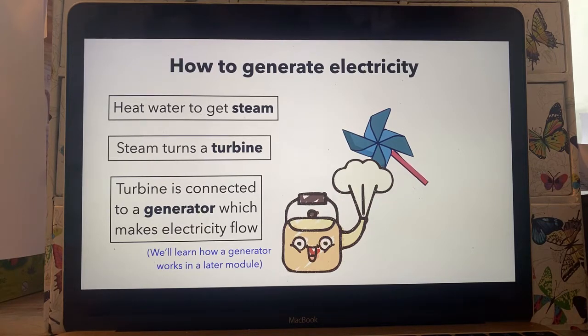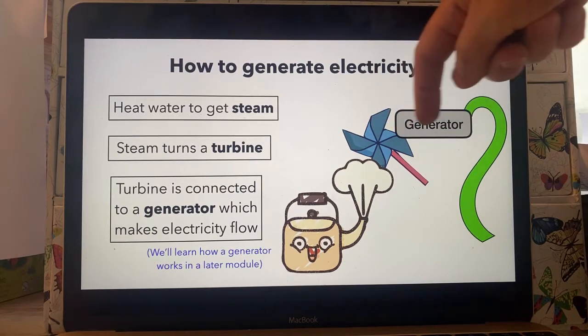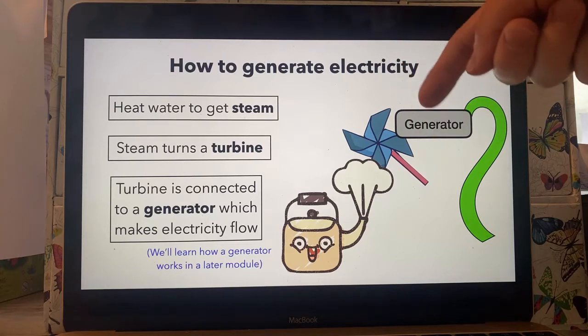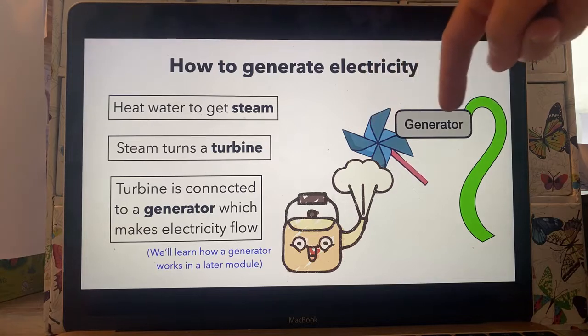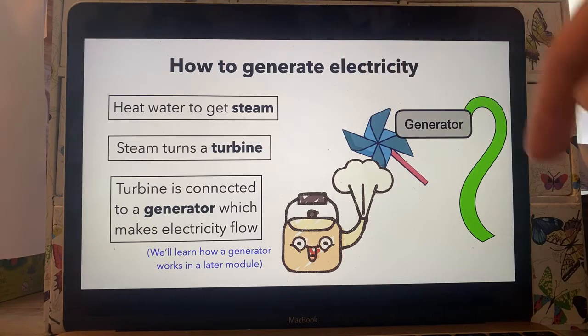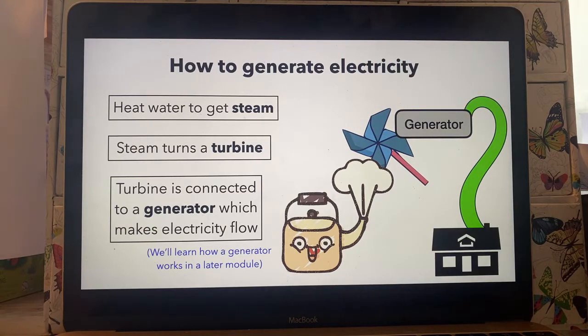I've said we will learn how a generator works in a later module, but today is not that day. All you need to know is there's something in the generator that when it spins, electricity gets produced. The only reason the turbine's there is because when the turbine spins, the thing inside the generator spins, and very roughly the generator is connected by wires so that electricity gets to our homes. There you go, there's a little house lighting up.